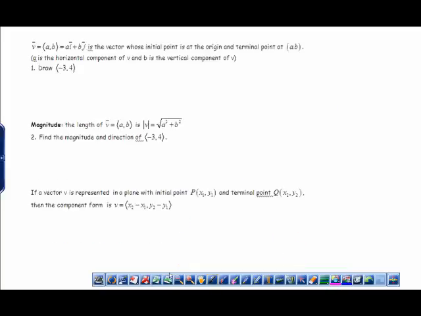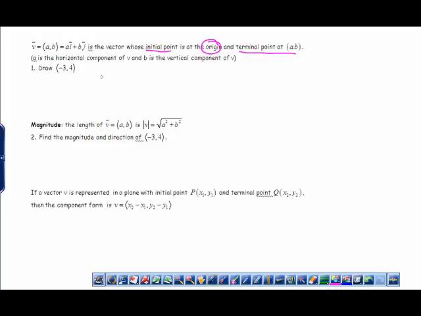This is very important to simplify things for us because vectors have a horizontal and vertical component to them. You can think of vectors in terms of magnitude and direction. You can also think of vectors in terms of their horizontal and vertical components. Here we have an initial point at the origin, which makes things easier, and then the terminal point is just at the point (a, b). So think of a as horizontal, b as vertical.